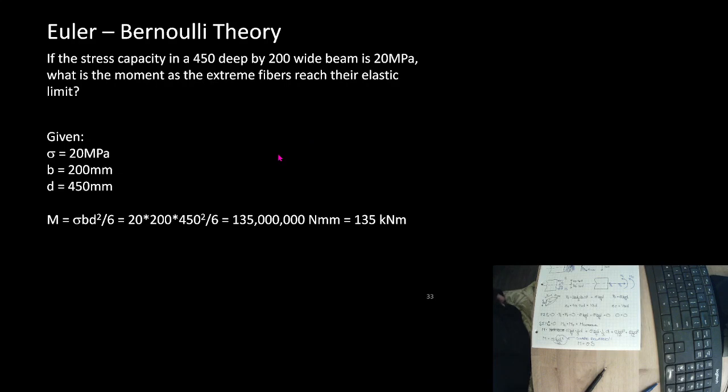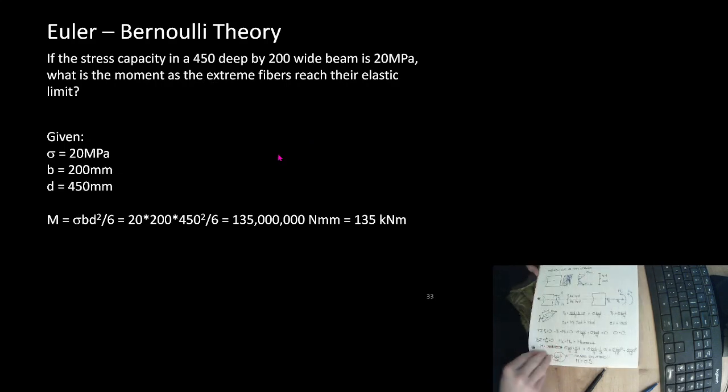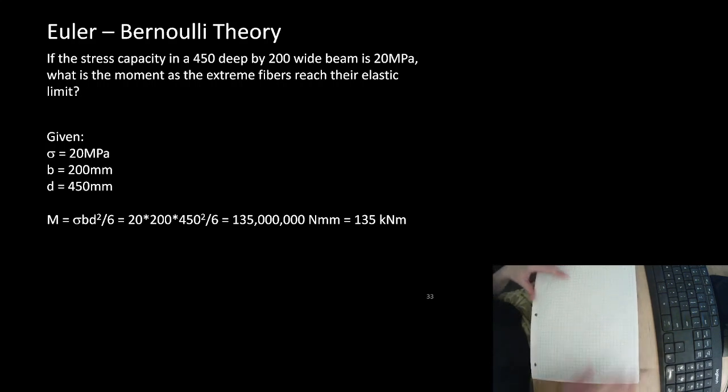Okay, let's do an example here. If the stress capacity in a 450 deep by 200 wide beam is 20 MPa, what is the moment at the extreme fibers just as it reaches its elastic limit? Or what could the moment be just as it reaches its elastic limit? Remember, what we care about is the maximum value it could see. So this is saying it could see up to 20 MPa.